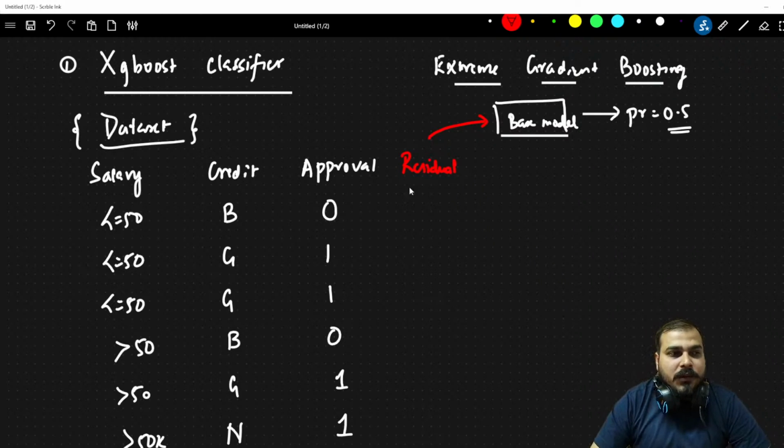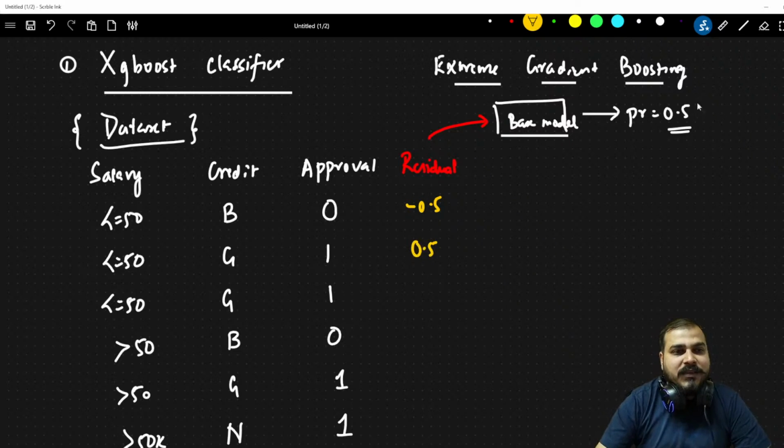Now tell me, if my probability output is 0.5 and I want to calculate the residual, that basically means I need to subtract this particular value from approval. What will be the value over here? 0 minus 0.5 will be minus 0.5. 1 minus 0.5 will be 0.5. 1 minus 0.5 will be 0.5. And 0 minus 0.5 will be minus 0.5. And this 1 minus 0.5 will be 0.5, and this will also be 0.5.